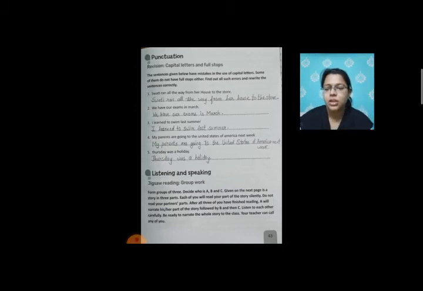Let's see our next topic, that is listening and speaking. This activity is a group activity which you have to do along with your friends. Form groups of 3. Decide who is A, B and C. Given on the next page is the story in 3 parts. Each of you will read your part of the story silently. Do not read your partner's part.